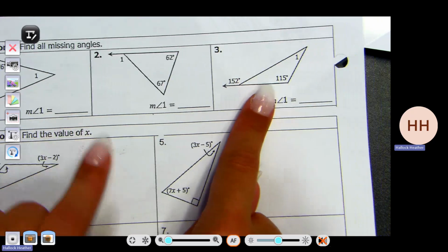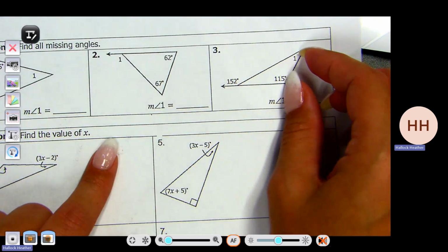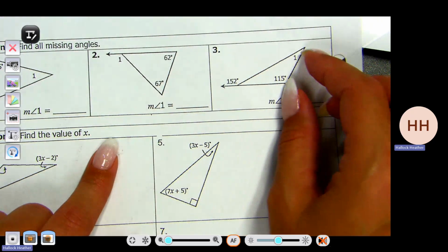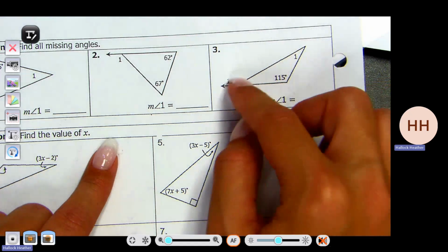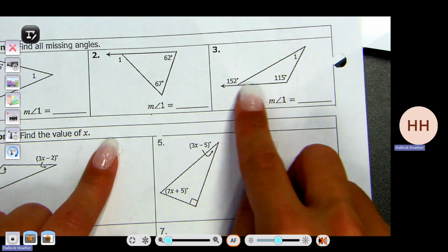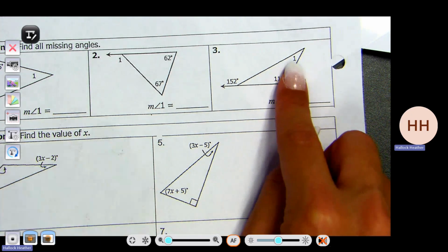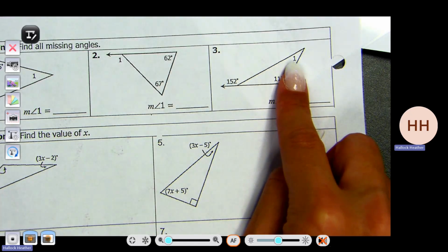The last one, same thing. You can either remember the 2 interior add to make the exterior. So it's a little different because you'd have to subtract, or you could find this by subtracting from 180 and then subtract from 180 again. So how much total is this? 37. Yeah.